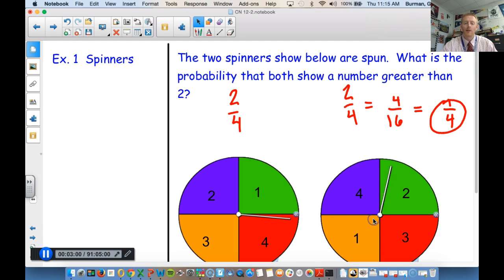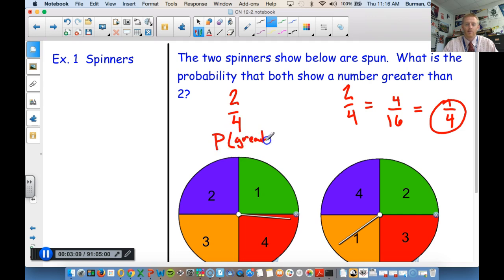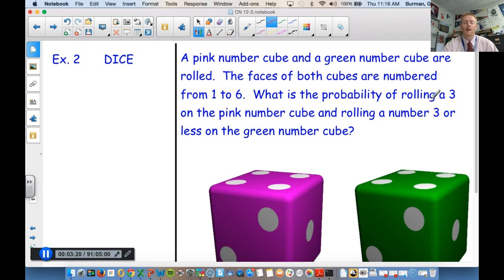All right, so again, folks, in our probability, this would be the probability of a number that is greater than 2. And we just found out that was 2/4 times 2/4, which got our answer of 1/4. All right, let's go on to our next one.